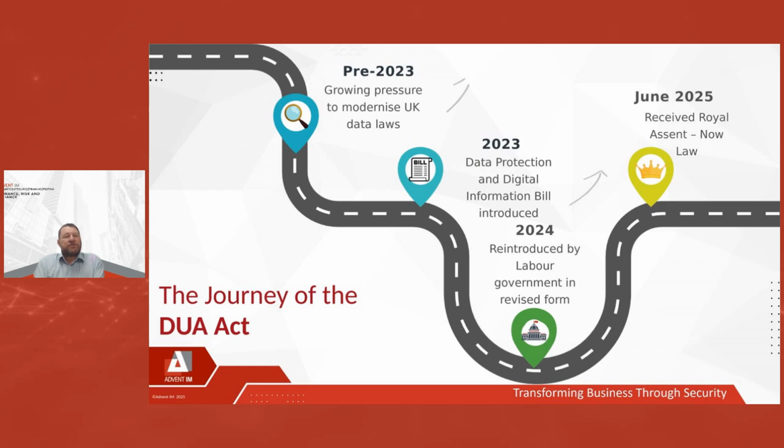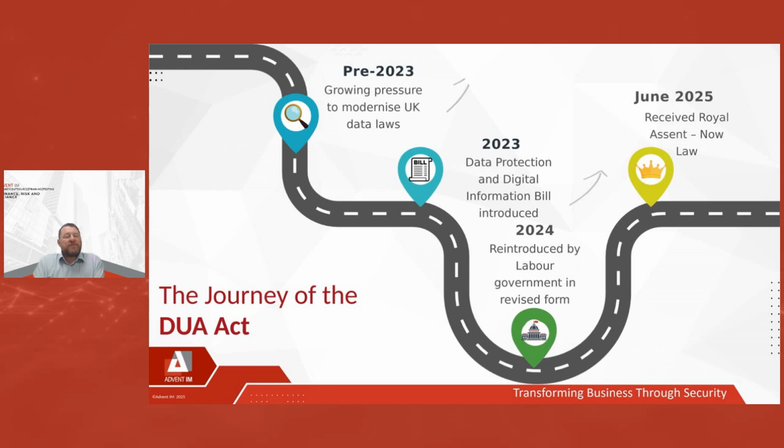So the Conservatives introduced a piece of legislation called the Data Protection and Digital Information Bill. This went through a number of iterations, a number of challenges, and ultimately in the run-up to the election failed to make it over the finish line and was therefore shelved.